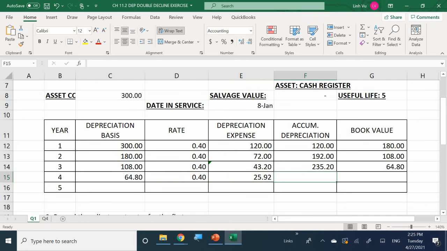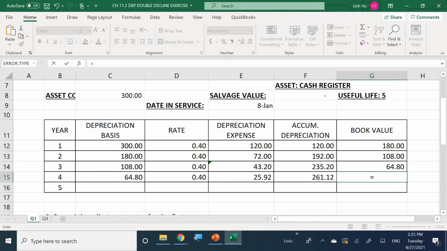All right. And then what is my accumulated depreciation for that year? $261.12. Therefore, making my book value $38.88. Okay, notice that we're getting smaller and smaller.